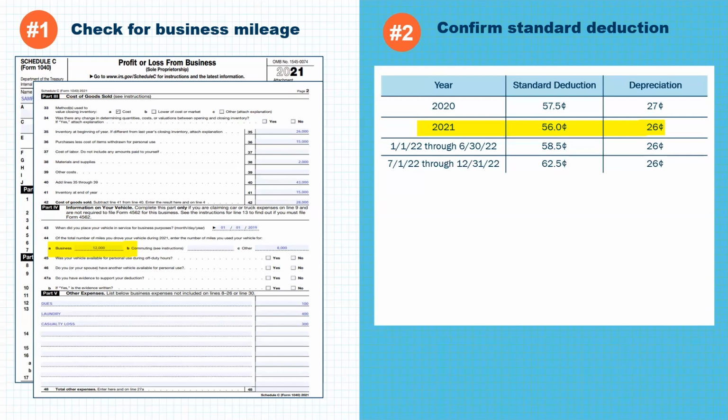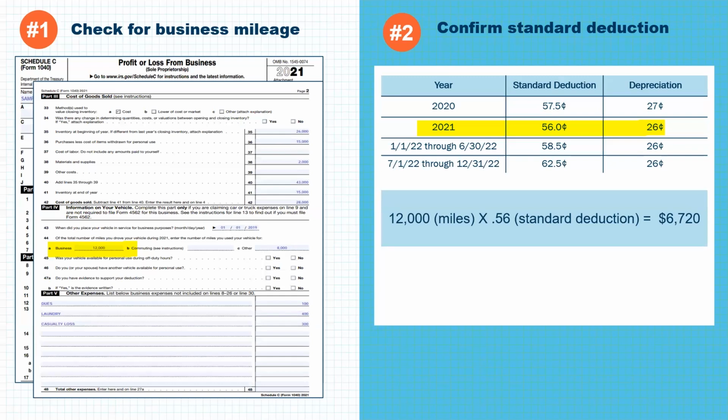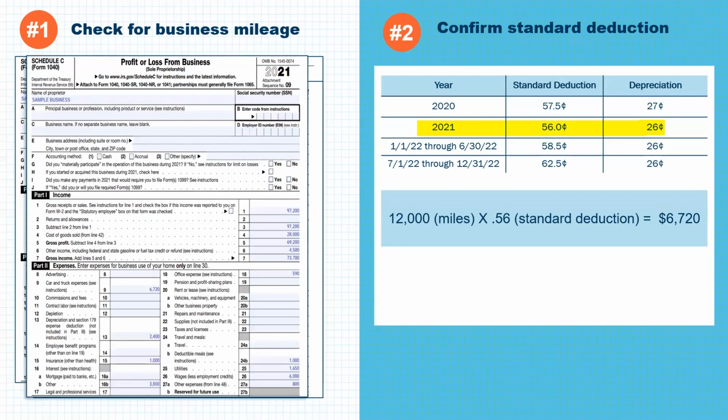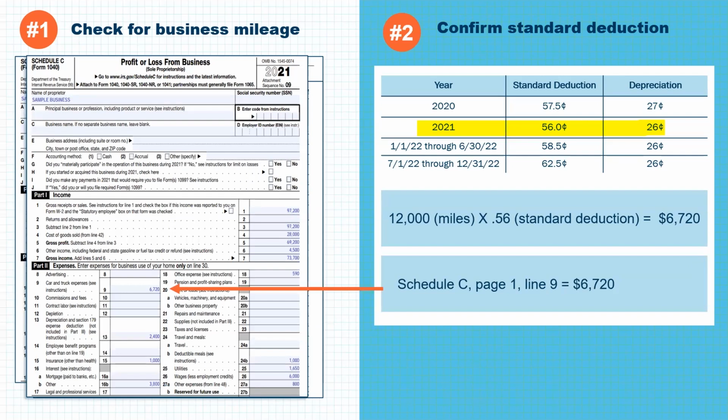Bringing up our yearly table, we see that for the year 2021, the standard deduction rate was 56 cents per mile. Multiplying the mileage of 12,000 by 0.56 gives us a total of 6,720. To check to see if the borrower utilized standard deduction, we would look to see if this is the figure sitting on page 1, Schedule C on line number 9. In our case, line number 9 does reflect 6,720, and therefore we have confirmed that standard deduction was used.